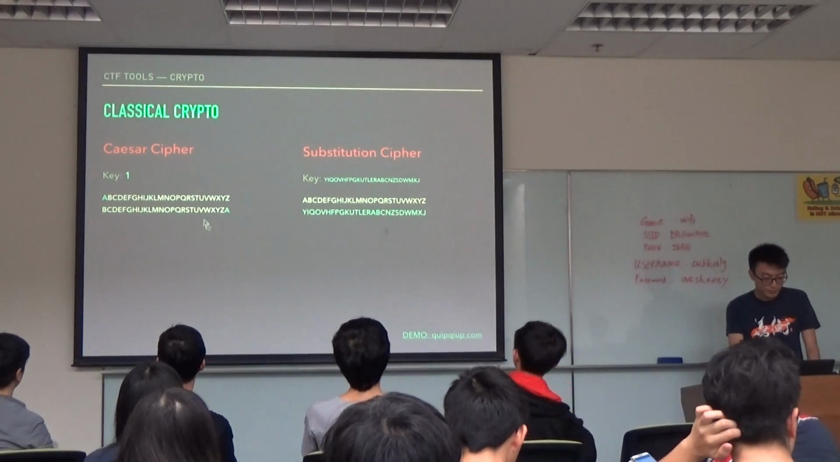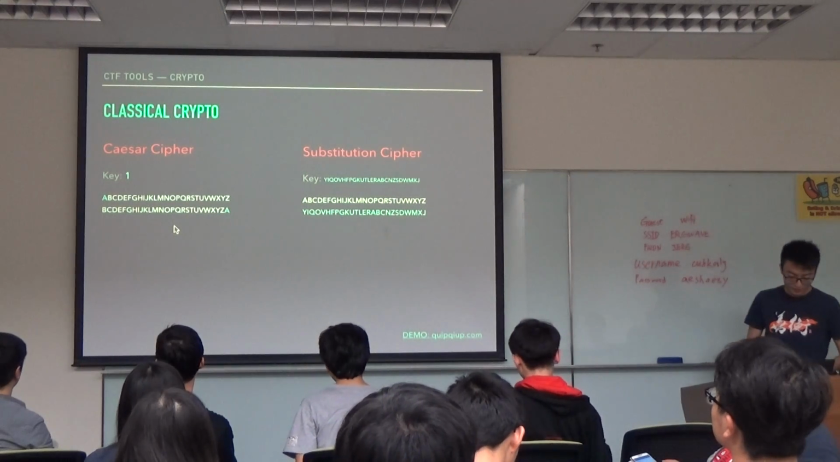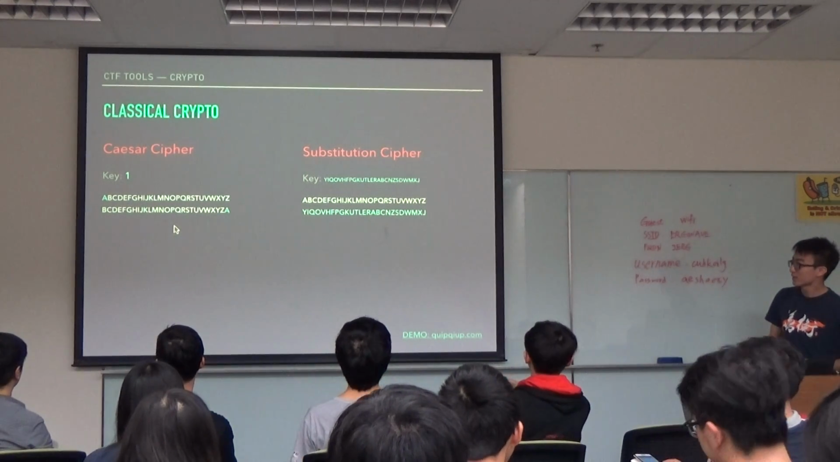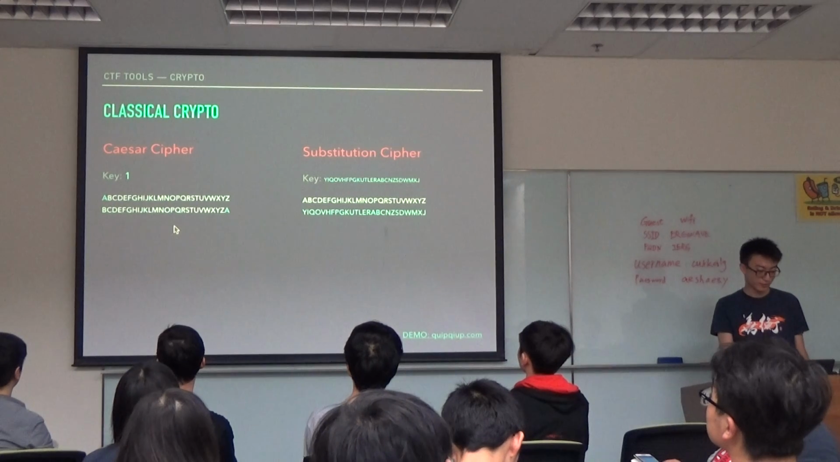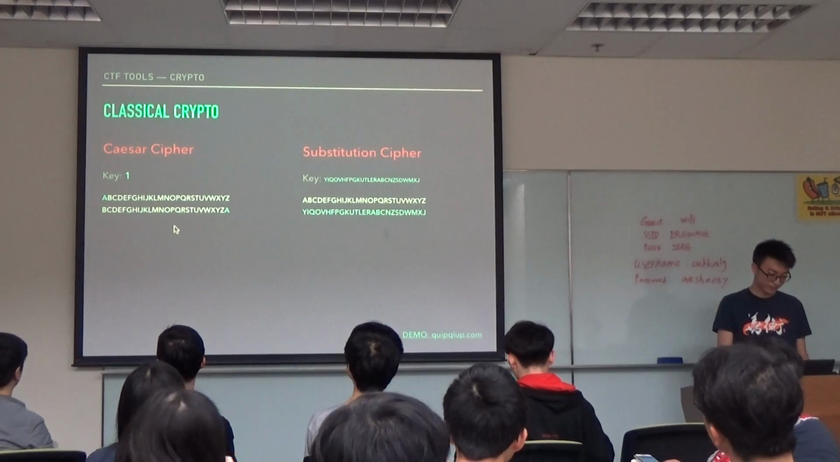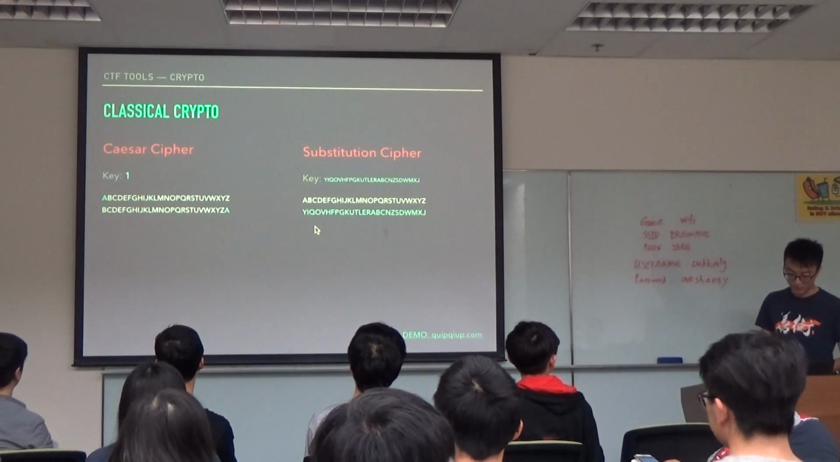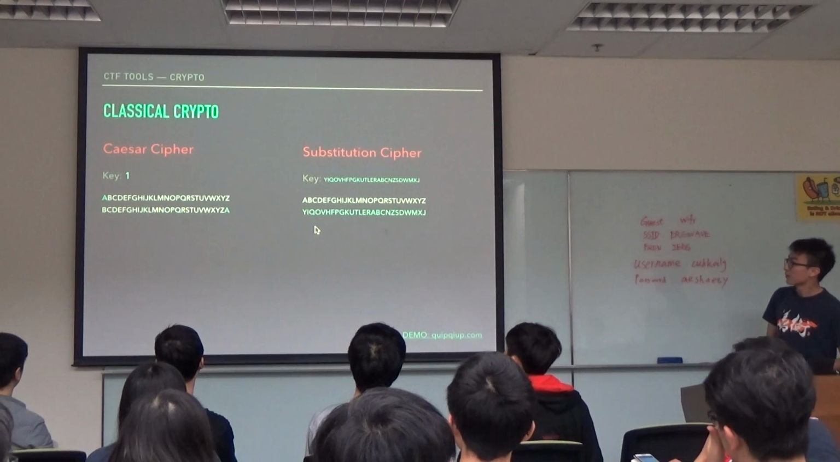And the crack of this cipher is very obvious. You can see that the key space of this cipher is only 26, so it's very simple to just do brute force. So people have come up with another, more complicated scheme.